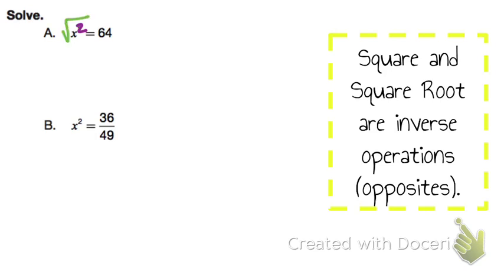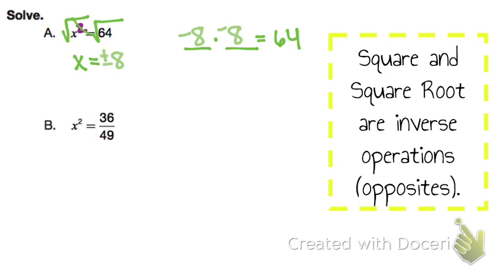And again, what you do on one side, you have to do on the other side as well. And what that does is it cancels out the square, so we're just left with x. Now the square root of 64 is asking what number multiplied by itself gives you 64. So if you go through the different options, you see that it's 8. 8 times 8 is 64. But it's also negative 8 times negative 8. That also gives you 64. So this answer will be positive or negative 8.